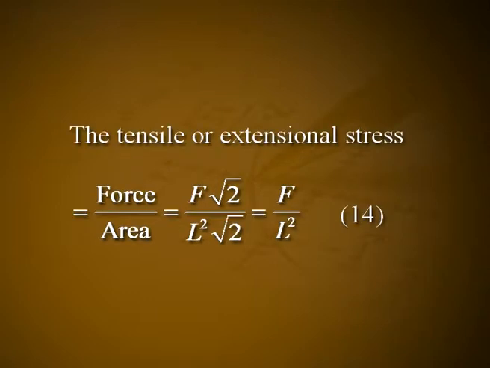And the tensile or extensional stress is equal to force divided by area, which is equal to F root 2 divided by L square root 2, which is equal to F divided by L square. Let it be equation number 14. Hence, a shearing stress is equivalent to an equal extensional stress and an equal compressional stress at right angles to each other. The converse of this theorem, equal extensional and equal compressional stresses mutually perpendicular are equivalent to a shear stress, is also true. Now, let me wind up this session.